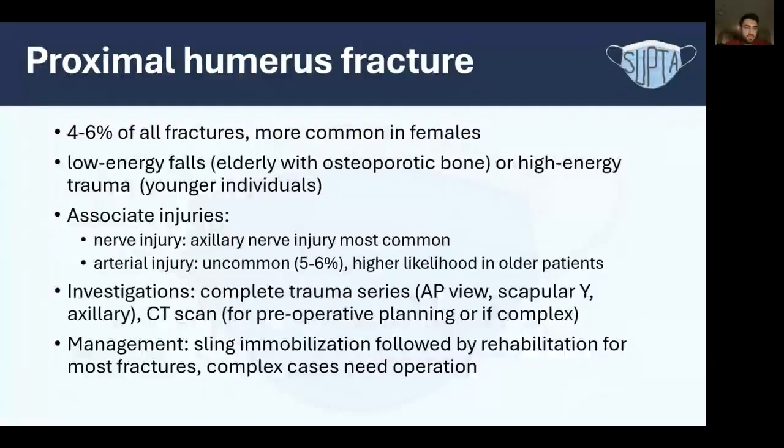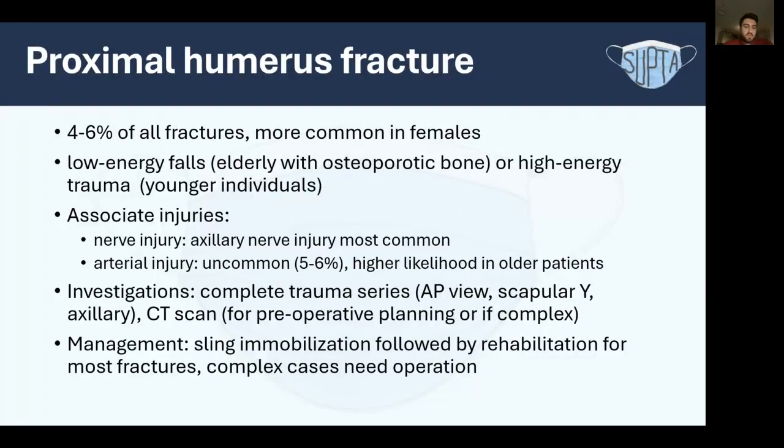For proximal humeral fracture, they're commonly seen in females. They can result from low injury falls or high injury trauma in younger individuals, and they're associated with nerve injuries. The most commonly associated nerve injury is axillary nerve damage. It's not common to have arterial injury, but in that case you might have symptoms like an expanding hematoma. Any swelling of the arm, you just have a look at it. This tends to happen in older individuals, but again, it's not that common.